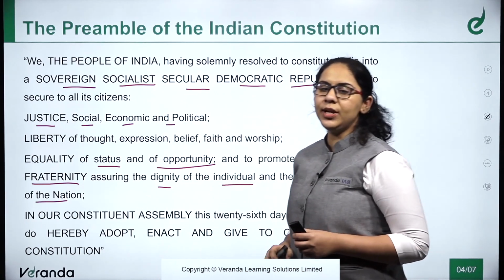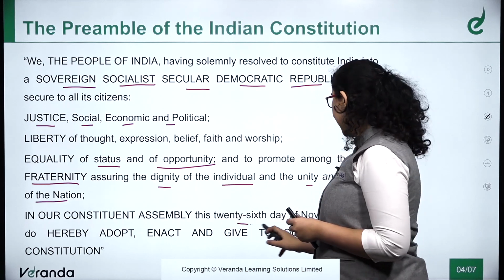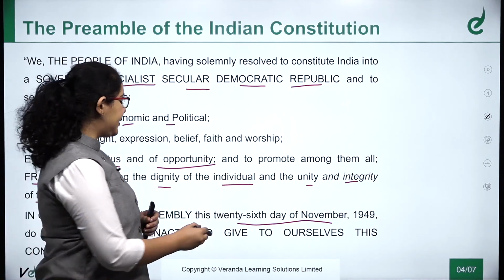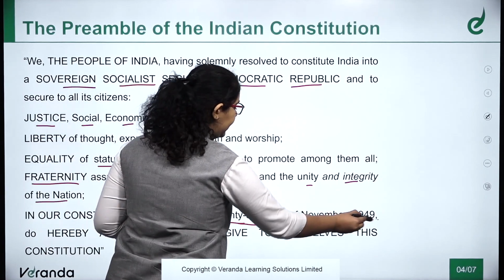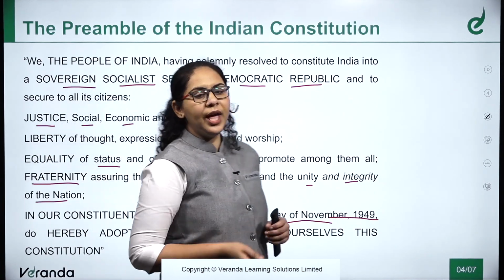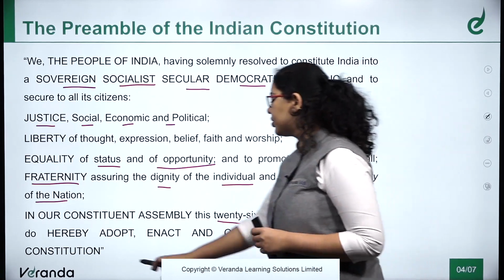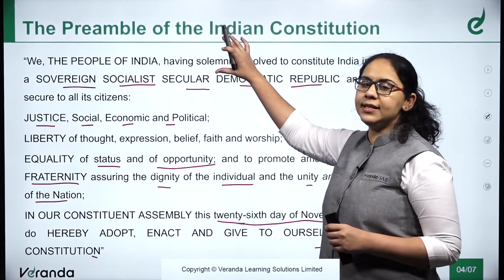In our Constituent Assembly, this 26th day of November 1949, do hereby adopt, enact and give to ourselves this Constitution. So basically this is the text.